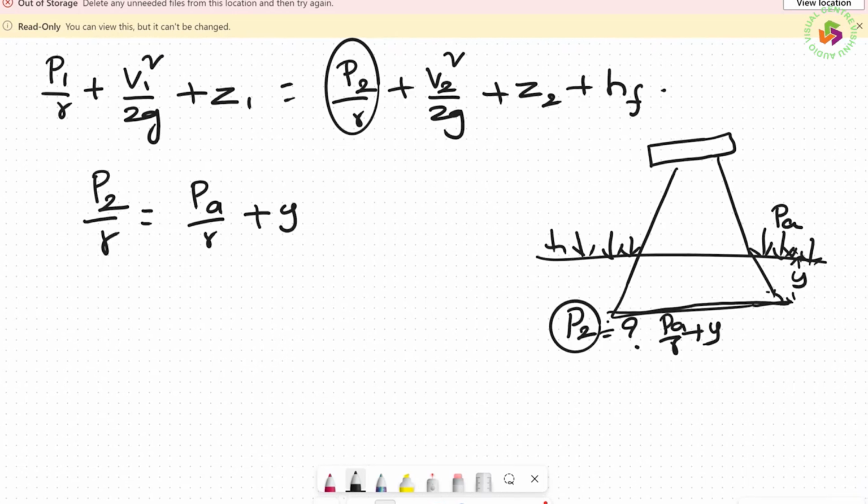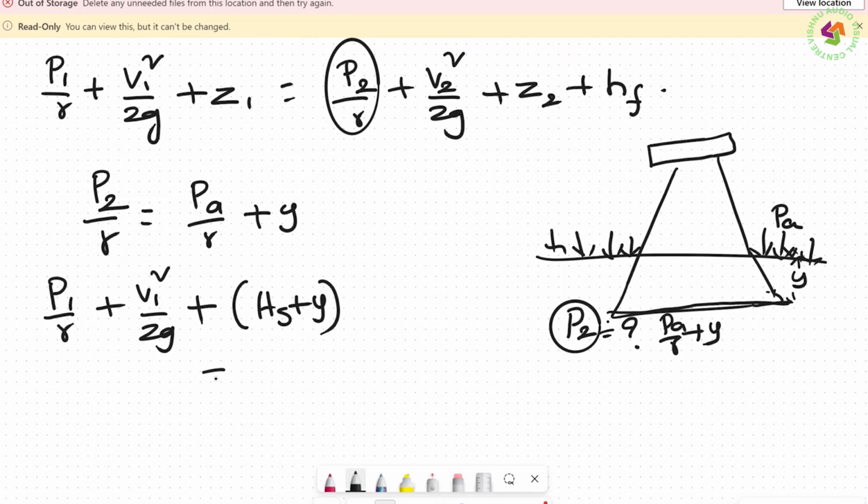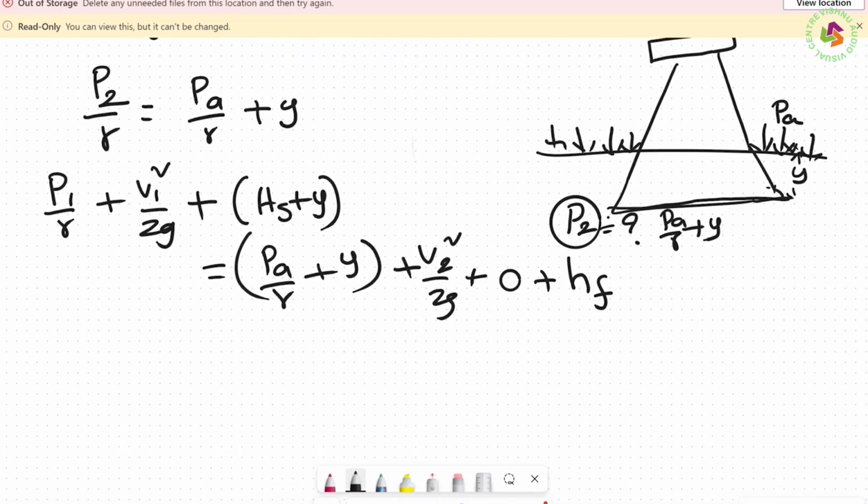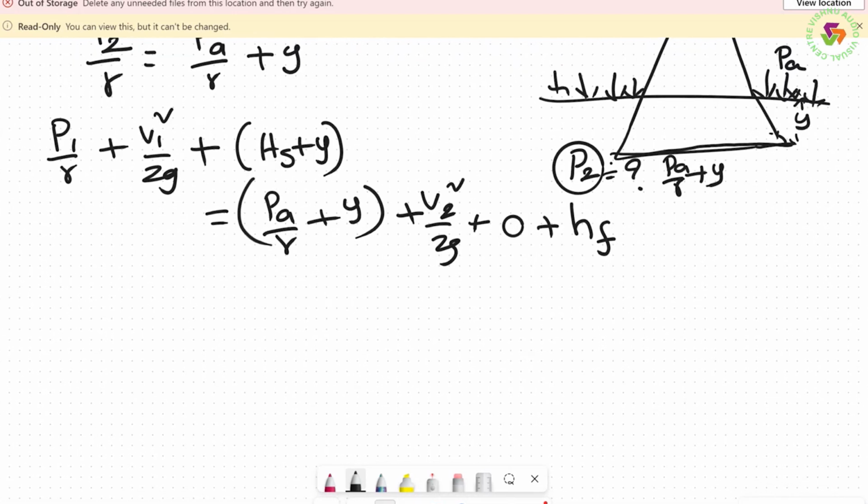So if I do that, again, P1 by gamma plus V1 squared by 2g plus Z1, which means the total datum head, that is nothing but HS plus Y, is equal to P2 by gamma, meaning PA by gamma plus Y, plus V2 squared by 2g plus Z2, where I have taken Z2 as 0, plus HF. If I simplify this equation, you see, this Y and this Y will cancel. So what will be left?